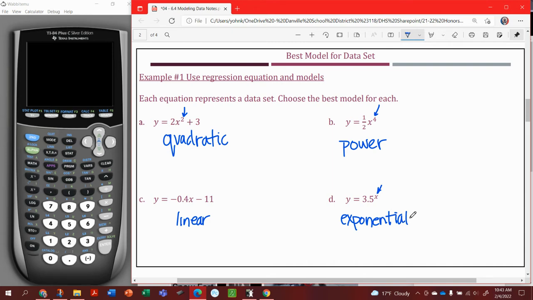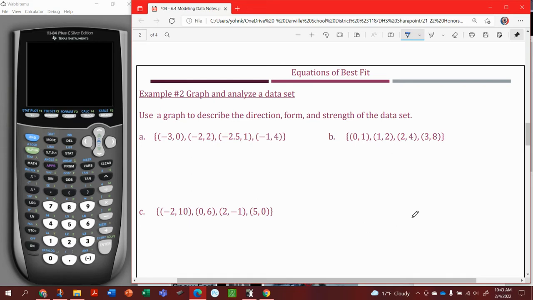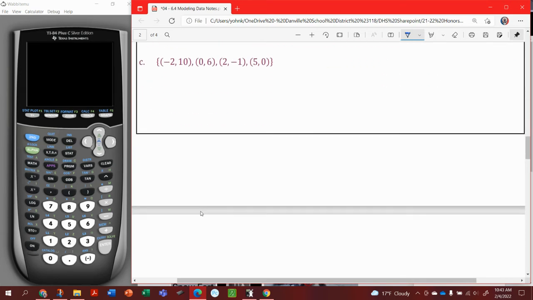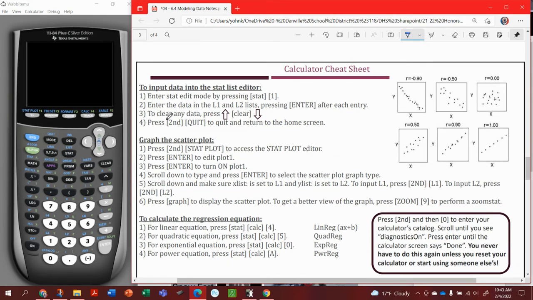Now, it's nice when we have the equation, but what if we just have data? So use a graph to describe the direction, form, and strength of the data set. So we can graph this on a coordinate plane, or we can use the calculator to graph it for us. The next page, just FYI, gives you all the different steps that you need in order to plug stuff into your calculator for a scatter plot. You can follow the directions.